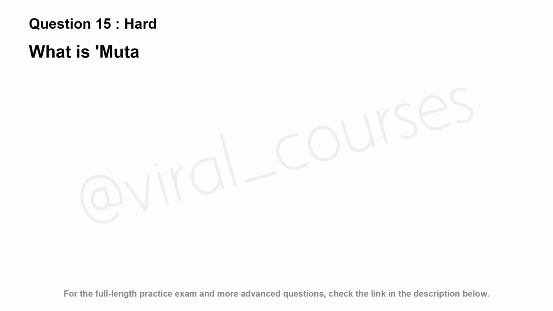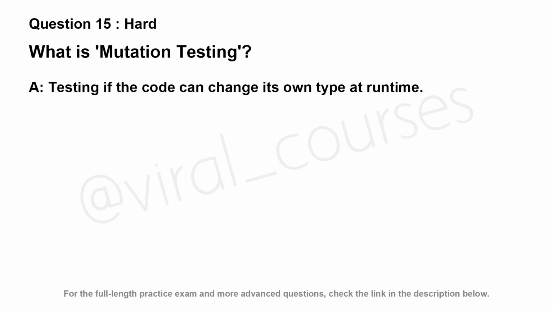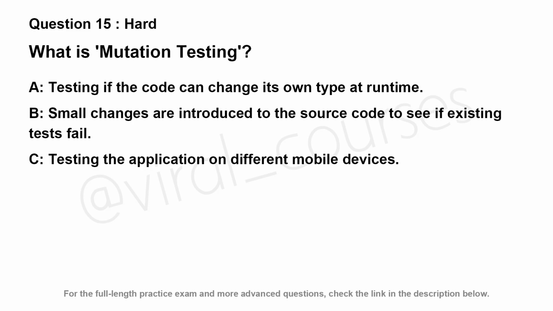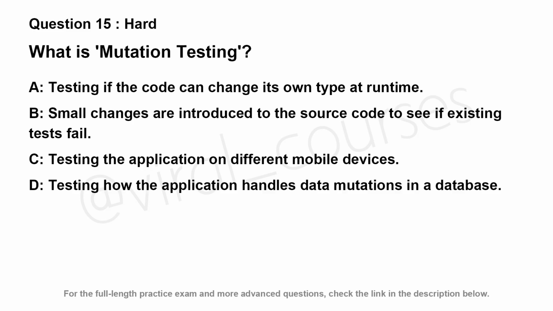What is mutation testing? Option A. Testing if the code can change its own type at runtime. Option B. Small changes are introduced to the source code to see if existing tests fail. Option C. Testing the application on different mobile devices. Option D. Testing how the application handles data mutations in a database.